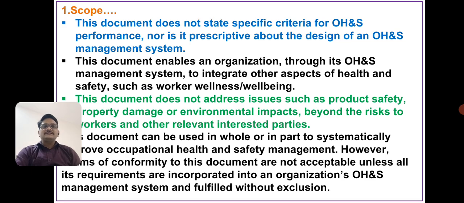This document does not state specific criteria for OHS performance, nor is it prescriptive about the design of an OHS management system. This document enables an organization, through its OHS management system, to integrate other aspects of health and safety such as worker wellness and well-being. This document does not address issues such as product safety, property damage or environmental impacts, beyond the risks to workers and other relevant interested parties. This document can be used in whole or in part to systematically improve occupational health and safety management.